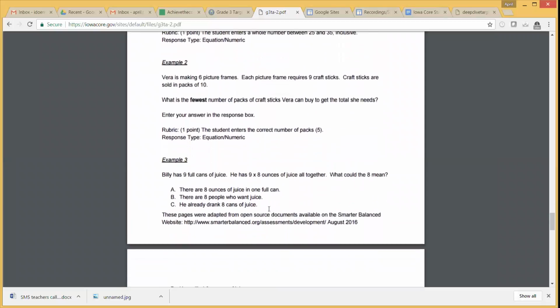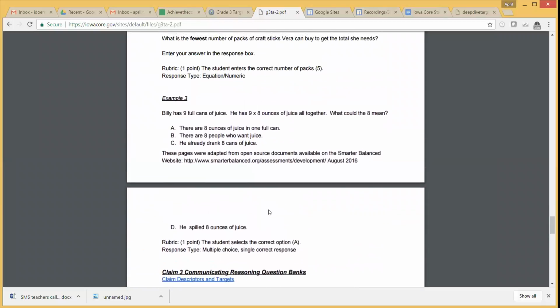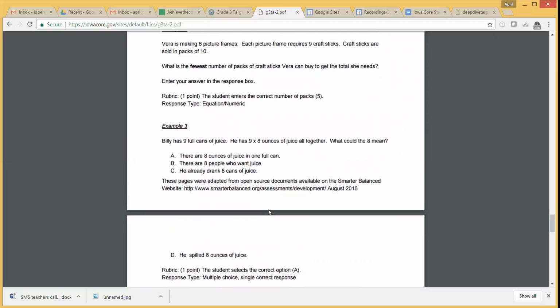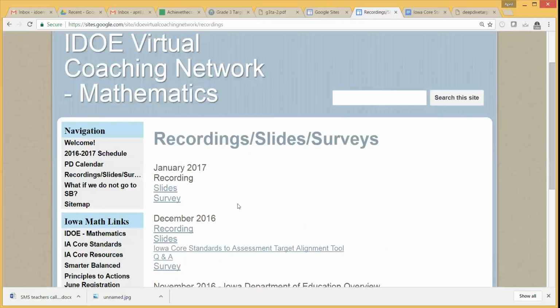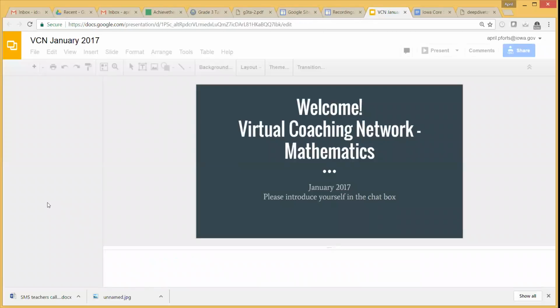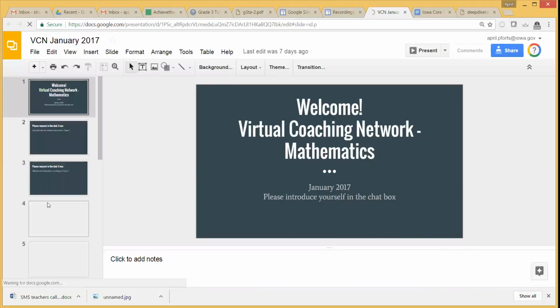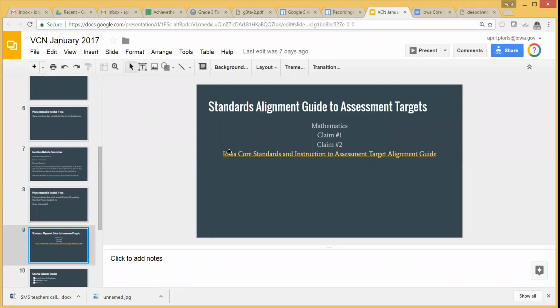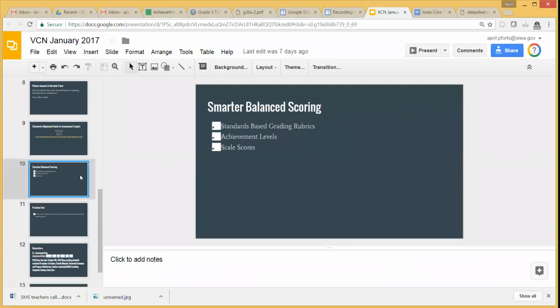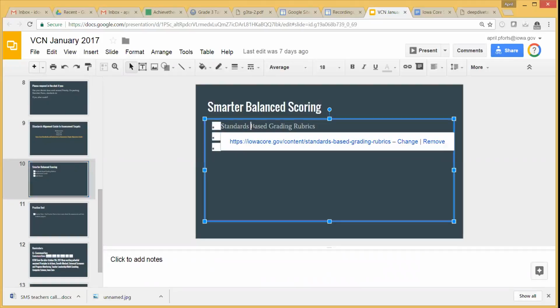So example 1, 2, 3, and we're going to look for some more examples because we really want to have some great examples for our standards for mathematical practices. So that's most of the information that I wanted to share with you. We do have the slides up on here, and I use the slides for the live recording, and a lot of this was getting that assessment information. But also on the slides, we have the link to the Iowa Core Standards, that assessment tool. And then you'll also find the standards-based grading rubric on the slide deck here.